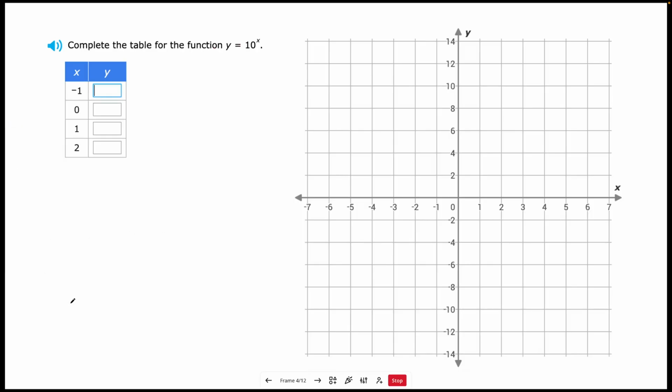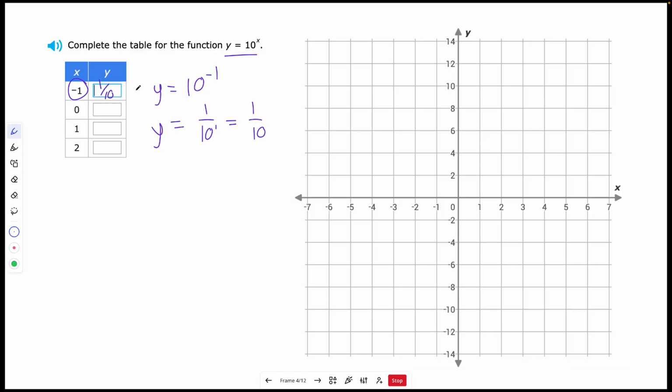So they give us a function here, y equals 10 to the x, and they say complete the table and then graph it. So let's start with the first one, y equals 10 to the x. We're going to replace the x with the -1. So we have 10 to the -1. You'll remember from negative exponents, this just means y equals 1 over 10 to the 1, which is just 1/10. All right, so this is 1/10. I suppose you could put it as a decimal, which would be 0.1, either or.